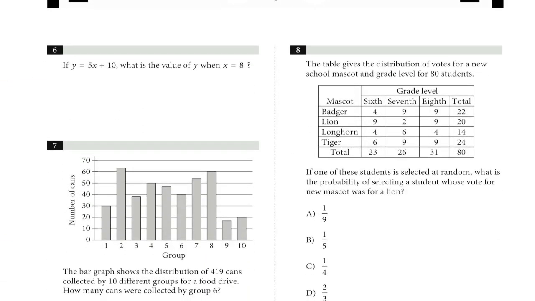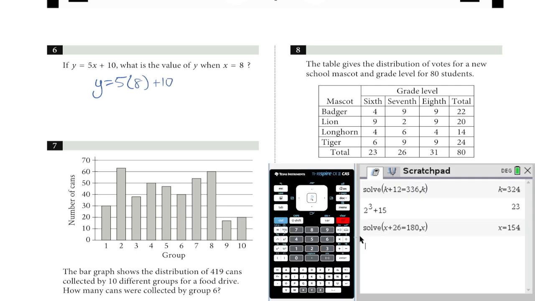All right, number 6. If y equals 5x plus 10, what is the value of y when x equals 8? Well, they're just wanting us to say, hey, wherever x is, just plug in 8. And again, I could do this by hand, but I'm going to go ahead and use the calculator. And here I don't have to use the solve function. I'm just doing regular math. So 5 times 8 plus 10. So 50.